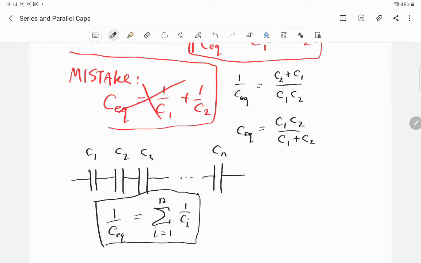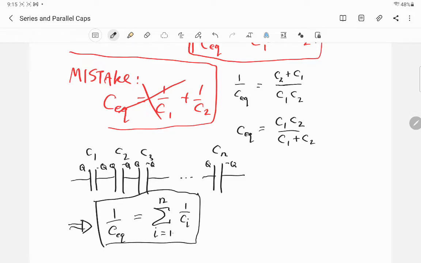And it's actually the very same process. You imagine the exploration starts with separating charge Q: Q minus Q, Q minus Q, Q minus Q, all the way to this. And the sum of the potential differences across each of the capacitors separately is the total potential difference across the equivalent capacitance. And you will end up just getting this expression.